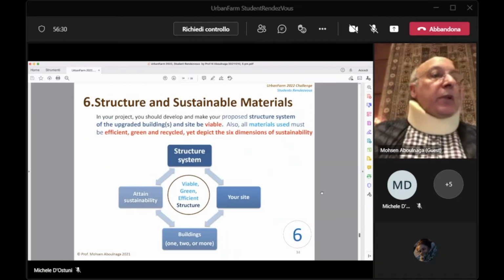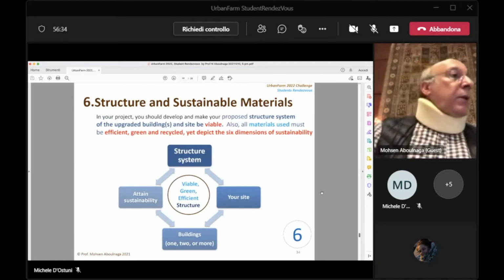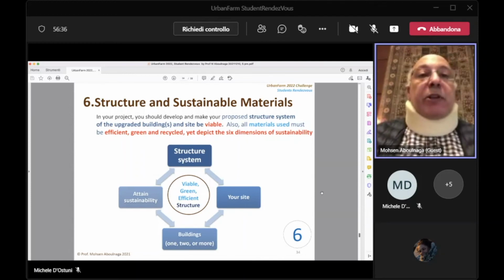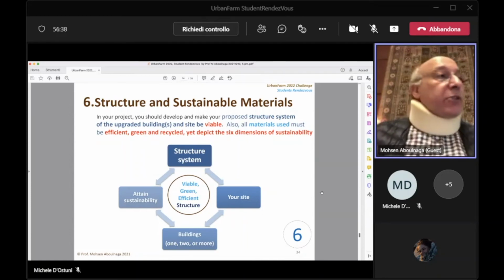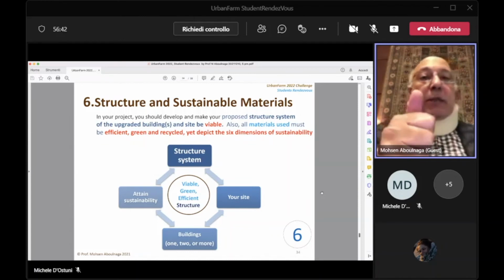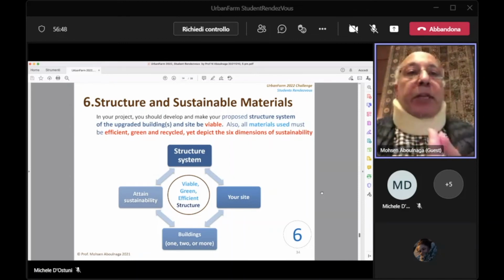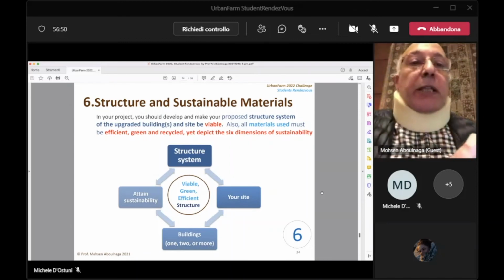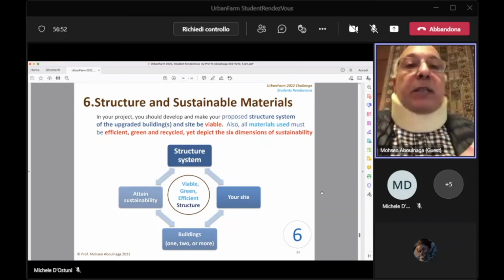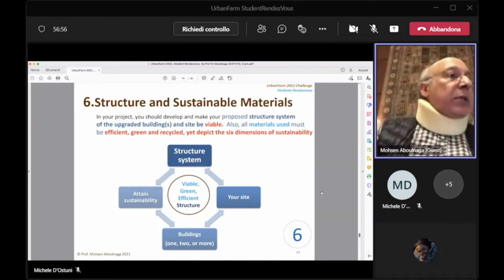Next, the last point is structure and sustainable material. In your project, you should develop and make sure that your proposed structural system of upgraded buildings and site is viable, economically viable, financially viable. All material used must be efficient, green, and recycled as much as possible, yet depict the 6th dimension of sustainability. To do that, you need to focus on the structure system.